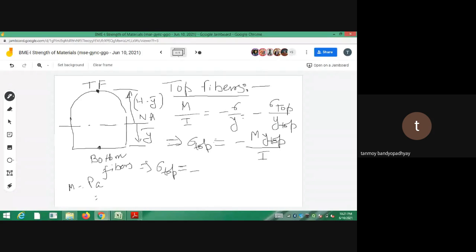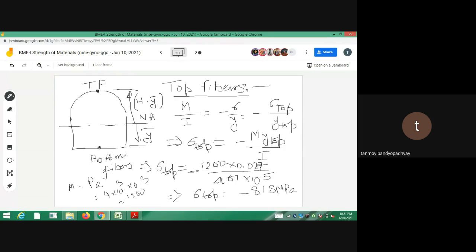So PA was something like 4 kilonewton. So 4 into 10 cube into A was C, 300 millimeters, so that is 0.3. So this should be 1200 Newton meter. So minus 1200 Newton meter into y top, which I have calculated in the note, is 0.027, divided by the final I you got, 4 point whatever. You put the value there and you'll be getting sigma top equal to minus 81.8 MPa. So why minus?